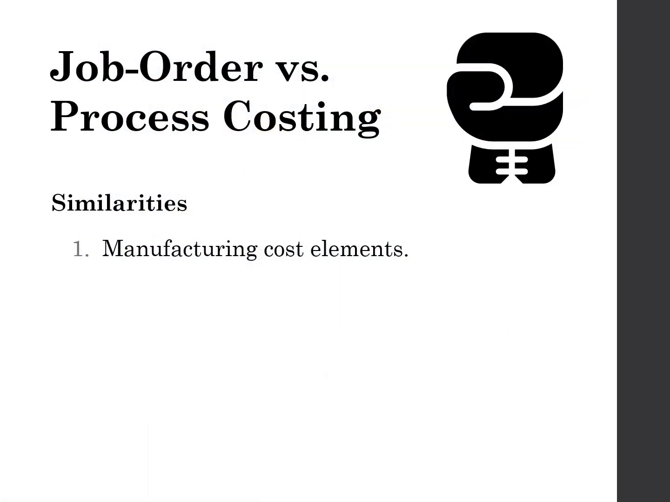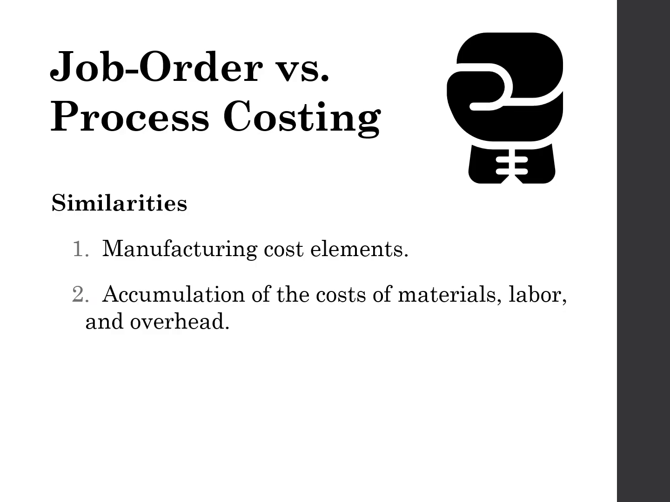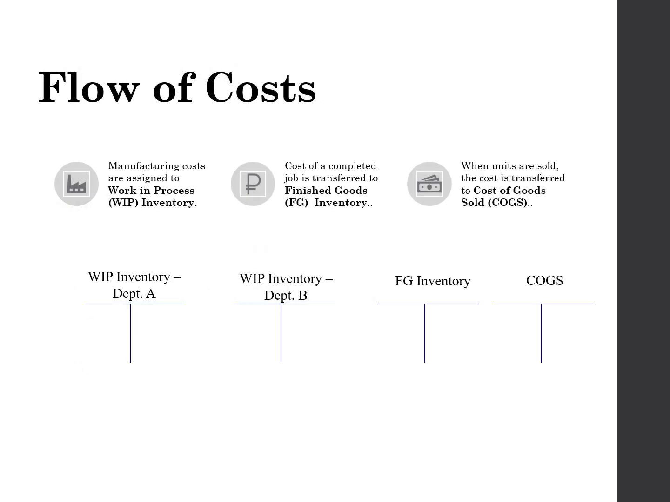Job order and process costing are similar in three ways. Both systems track the same manufacturing cost elements: direct materials, direct labor, and manufacturing overhead. Both systems accumulate cost in the same accounts: raw materials inventory, factory labor, and manufacturing overhead. Lastly, the flow of cost is similar. Both systems assign cost to the same accounts: work in process inventory, finished goods inventory, and cost of goods sold. The flow of cost in these two systems is basically the same, with one slight difference.